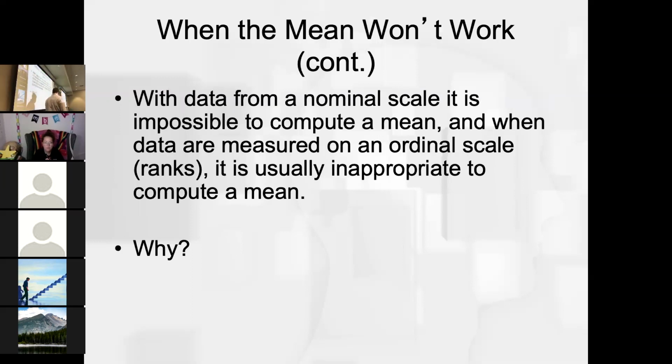So like I said earlier, with data from a nominal scale, it's going to be impossible to compute that mean. If we ask people what their favorite fast food restaurant was, you can't find the average between Taco Bell, McDonald's, Wendy's, Burger King, Chick-fil-A, etc. The average just doesn't make sense in that case.